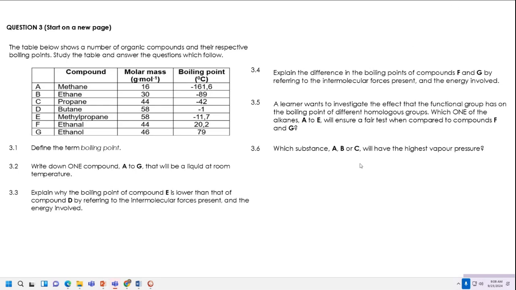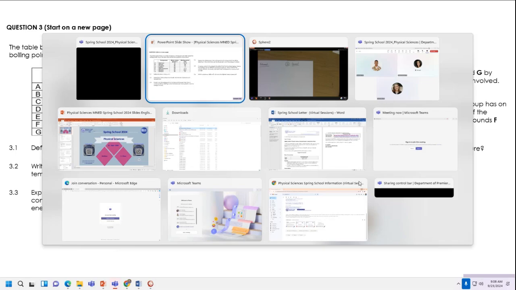The next question states, explain the difference in the boiling points of compounds F and G by referring to the intermolecular forces present and the energy involved. F and G. Right, so let's now talk about the aldehydes and let's talk about the alcohols. Compound F, as we can see, is ethanal, and compound G is ethanol. Okay? Right, so let's now have a look at this.